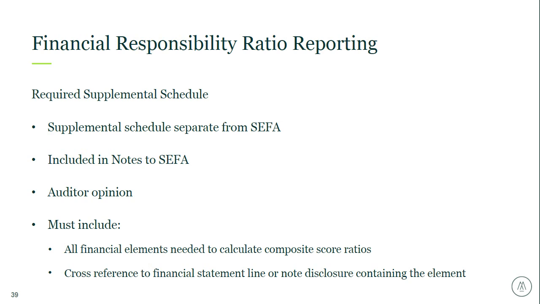The reporting must include all financial elements needed to calculate the composite score ratios and must cross-reference to financial statement line or note disclosure line items containing that element. As a result, inclusion of this schedule may require changes to the financial statements or notes so that every item needed in the composite score calculation can be directly tied to the financial statement.